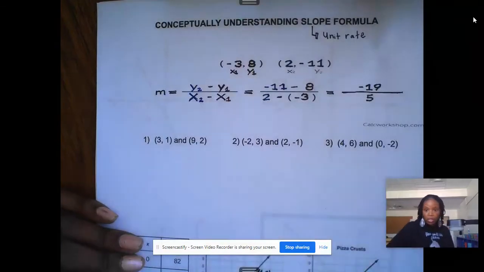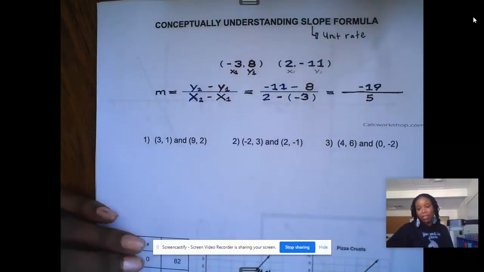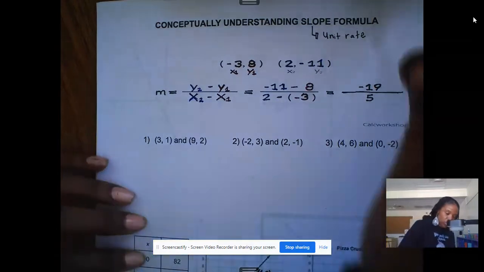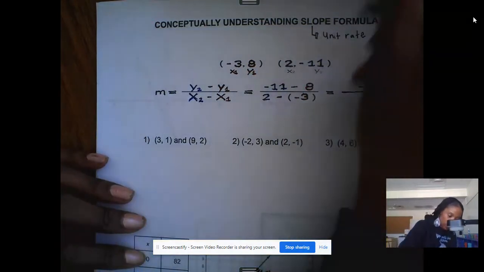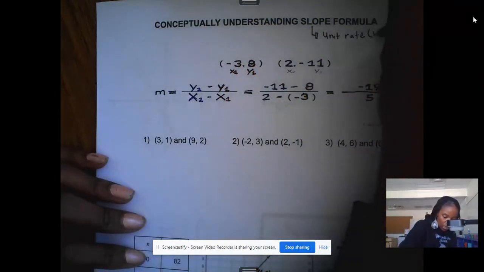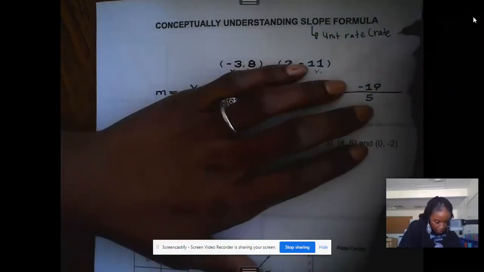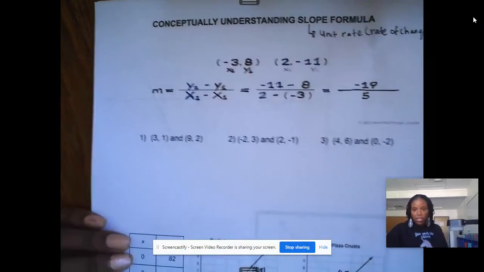That's why another way that a question asks for slope is when they say rate of change. So sometimes when they're asking for slope, they say, give me the rate of change. Okay, so we went over that in your other notes.